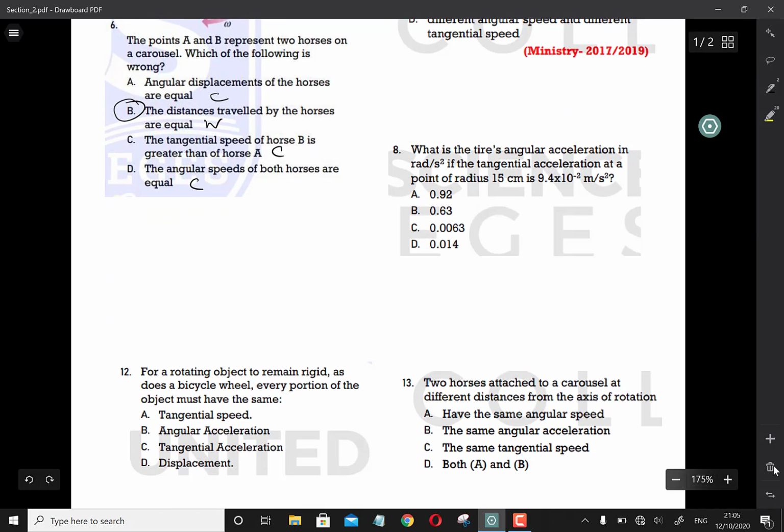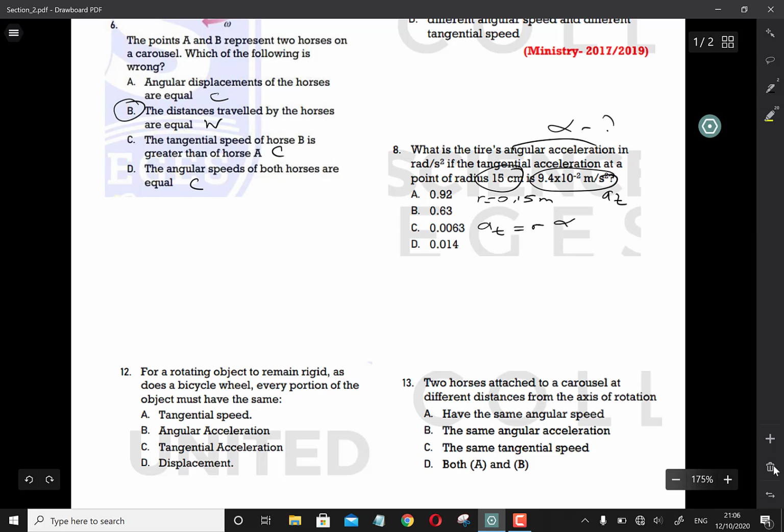Question number 8. What is the wheel's angular acceleration in radian per second squared if the tangential acceleration at the point of radius 15 centimeter is 9.4 times 10 to the power negative 2 meter per second squared? This is tangential acceleration a_t. And the radius is given, r is equal to 0.15 meter, because centimeter must be converted to meter. Calculate angular acceleration alpha. We know that a_t is equal to r times alpha.